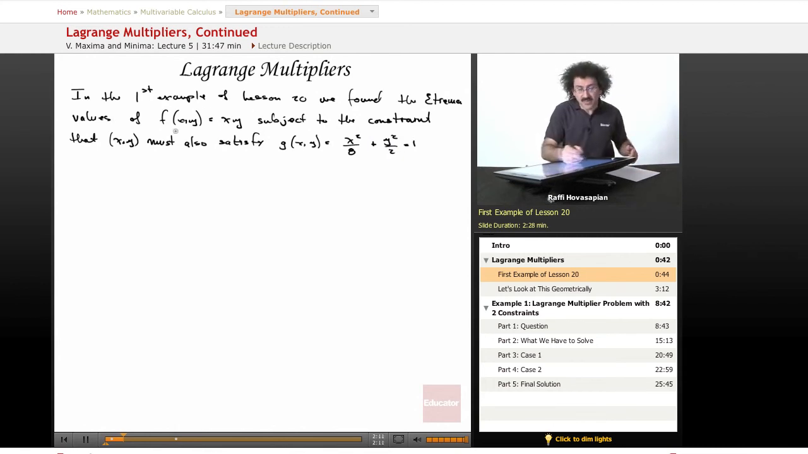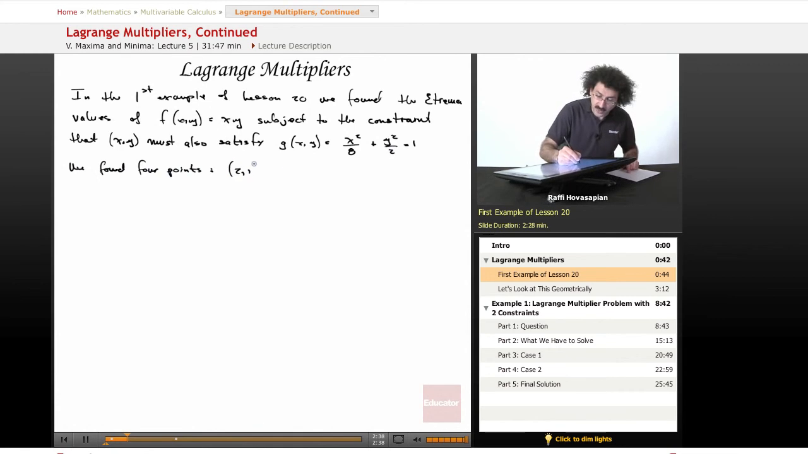So we were maximizing or minimizing this function subject to the constraint that the x's and y's that go into it also happen to lie on this ellipse. That's what we were doing. Now we found 4 points that satisfied this. We had the points 2, 1; 2, minus 1; minus 2, 1; and minus 2, minus 1.